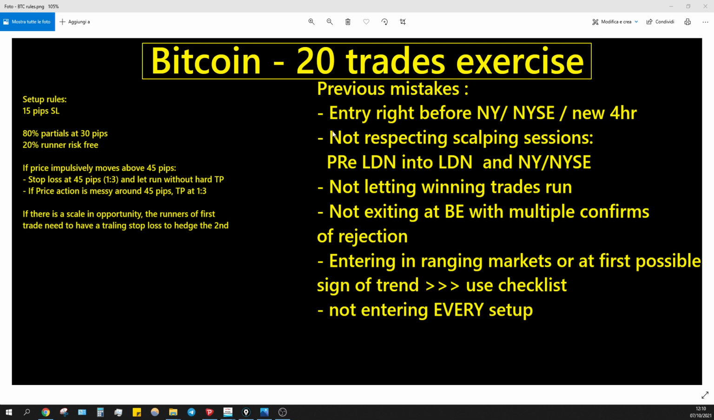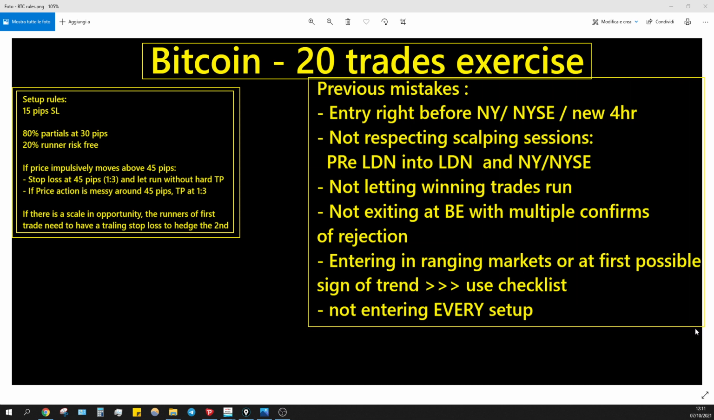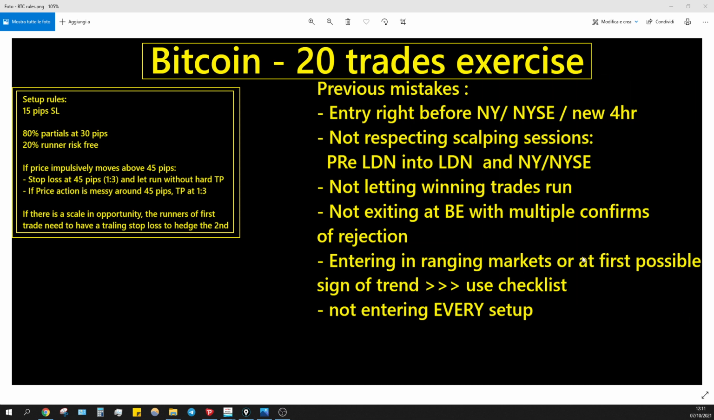I changed a little bit the rules from the prior. The setup rules are exactly the same as gold, and the mistakes for now are the same. It's the second time that I do it, the first time I do it on video. I will show you that my entries are, yes, at the key levels, price sensitivity areas, etc.